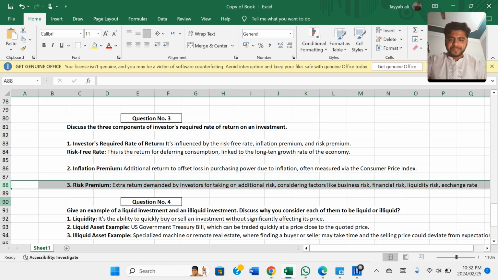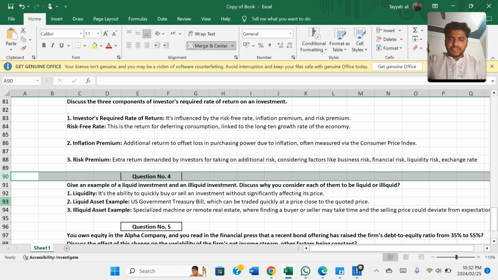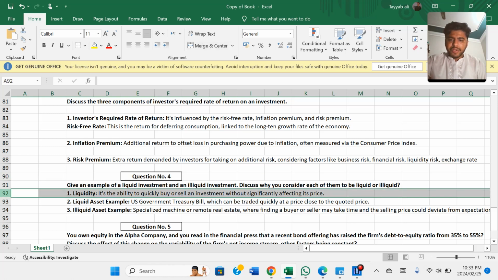Question number 4. Give an example of a liquid investment and an illiquid investment. Discuss why you consider each of them to be liquid or illiquid. Liquid asset examples and illiquid asset examples. Liquidity is the ability to quickly buy or sell an investment without significantly affecting its price.